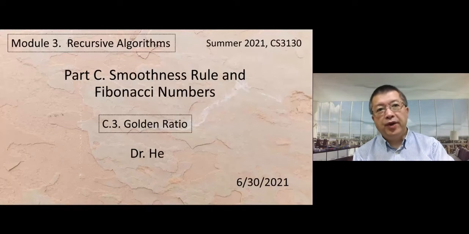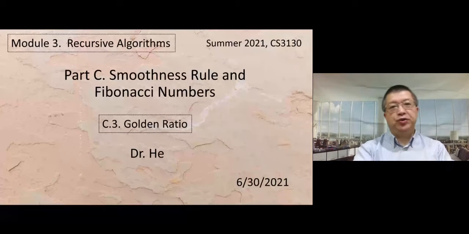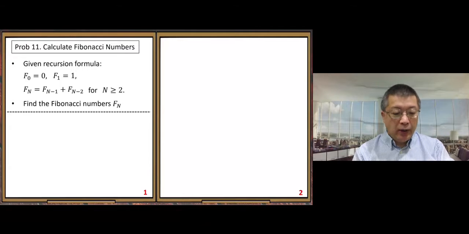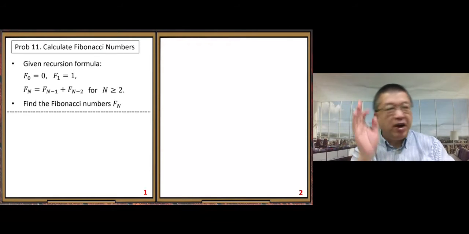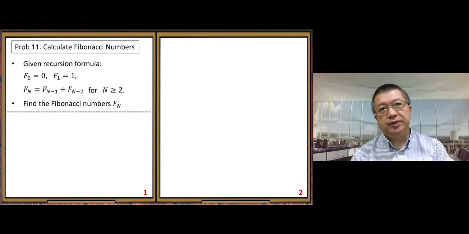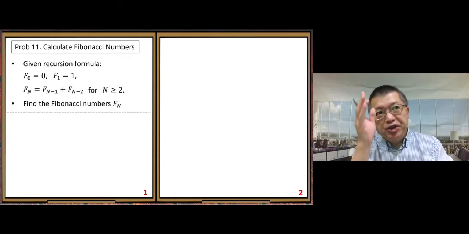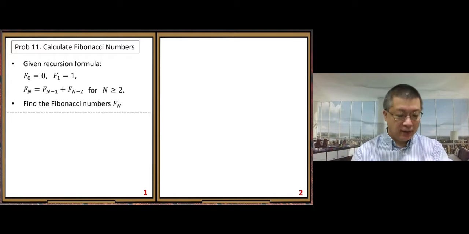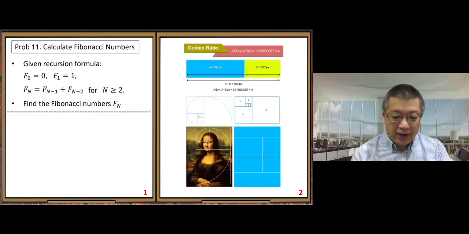Part C.3, Golden Ratio. In order to calculate the Fibonacci numbers, it is very interesting. We need to use the golden ratio. It is a very interesting property. So let's look at that.